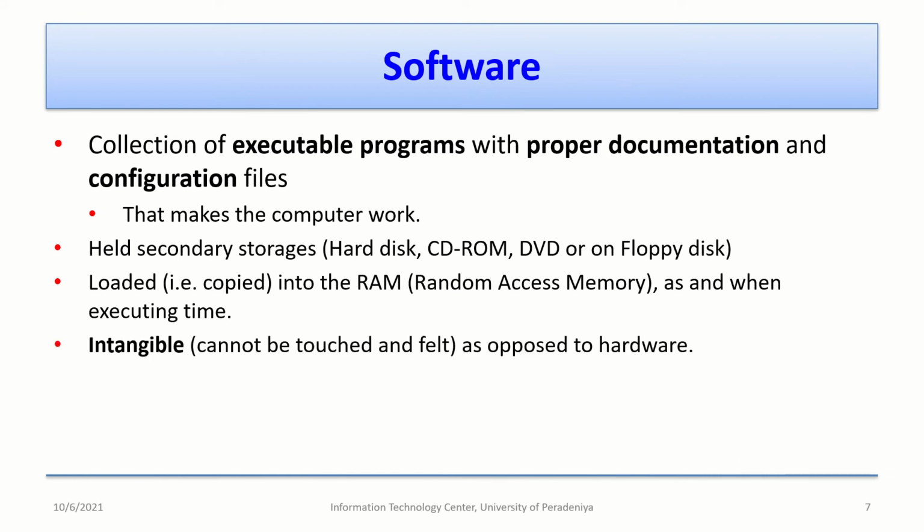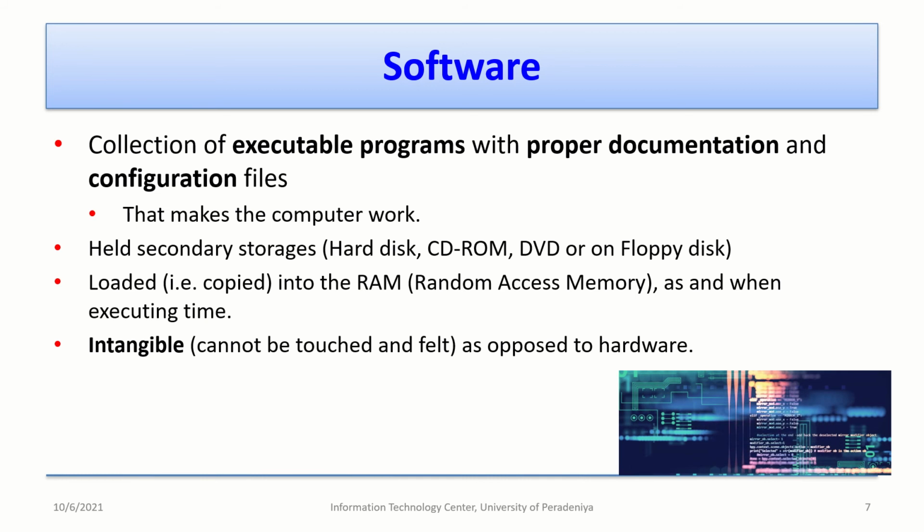The main property of software compared to hardware is that software is intangible, right? That is the opposite of hardware. We cannot touch and feel it. So those are intangible. We know there are a number of software types, and at the end of this lecture we can discuss the software types.